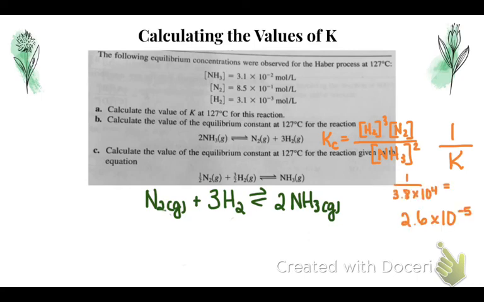So I plugged in 3.8 times 10 to the fourth, which was our K value for the forward reaction. Writing this as the opposite reaction, I'm going to get a K value of 2.6 times 10 to the negative fifth, which makes sense. If the products are favored in the forward reaction, the reverse reaction isn't going to be favored as much, so I have a K value much less than 1, 10 to the negative fifth. So K is really, really small.